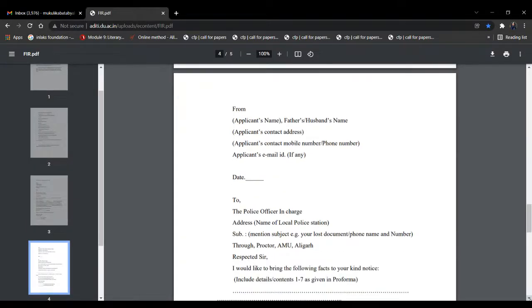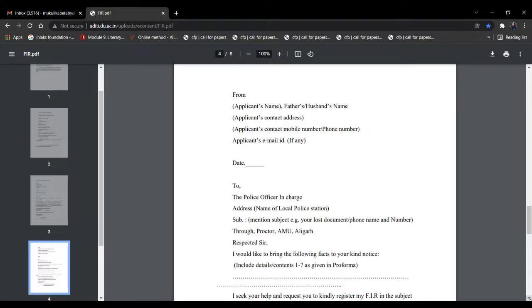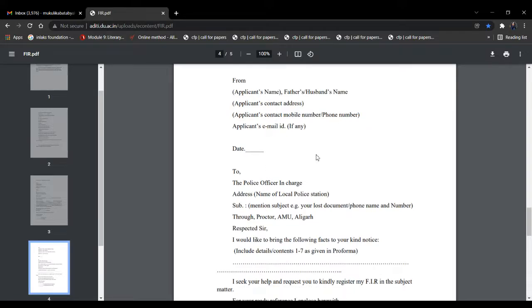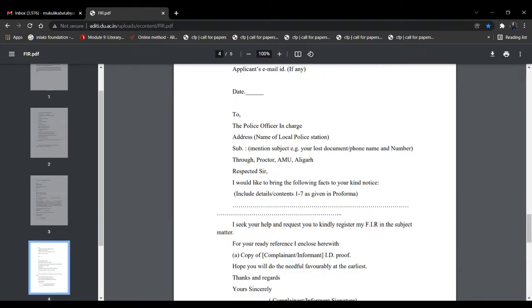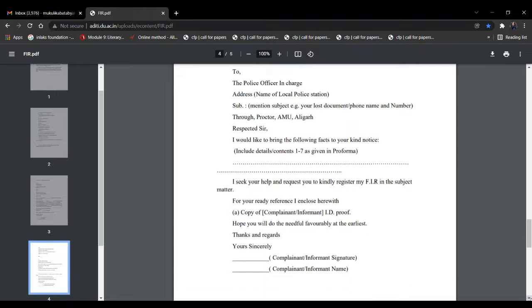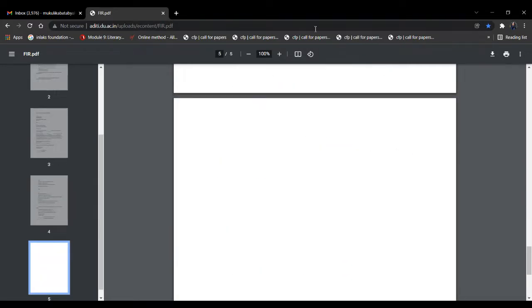And they have again given you another example where you can see the first bit is the same. Then they have written to the police officer in charge, the address, whatever it is, and whatever is lost. And then you will write, respected sir, I would like to present the following facts, and this is the one that we already covered in the book. So you can see that this is the general format of what an FIR is supposed to be.